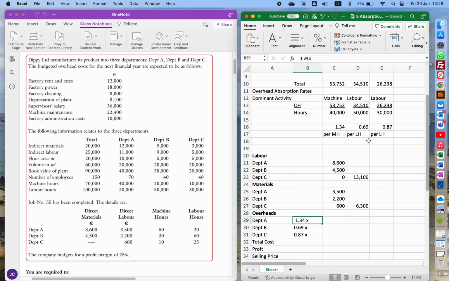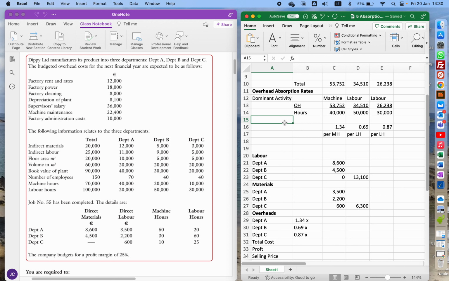We've got our overhead absorption rate. Maybe if I just put that in bold, so that's kind of a key figure. So you're asked to calculate the overhead absorption rate. How are we going to absorb the overheads that we have in the 3 different departments into the selling price of any one particular job?